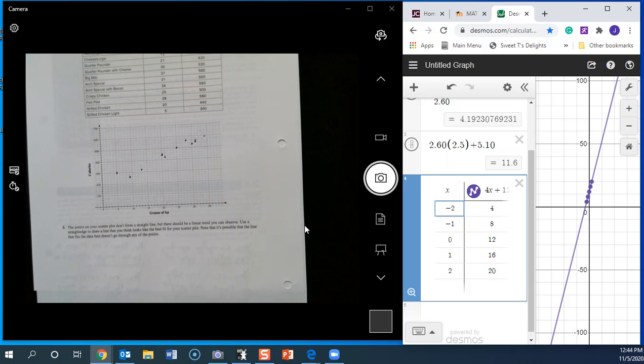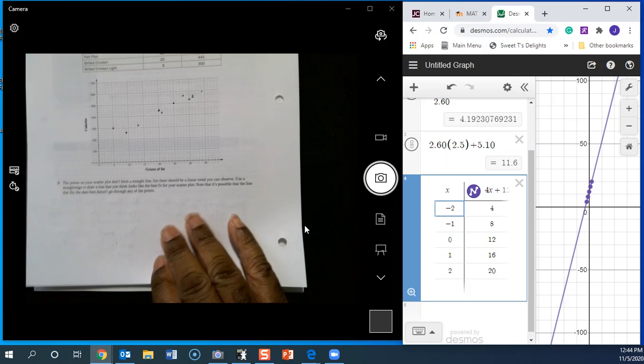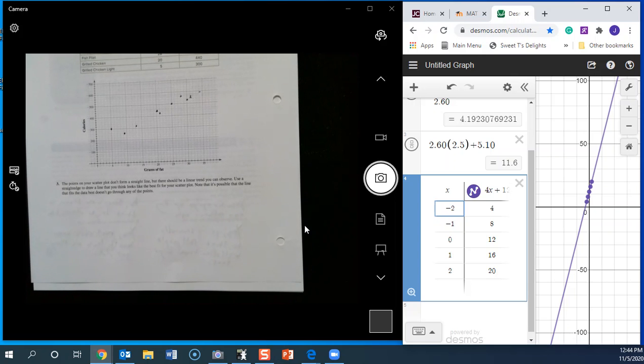Okay, so now for number 3, it says the points on your scatter plot don't form a straight line, but there should be a linear trend you can observe. Use a straight edge to draw a line that you think looks like the best fit for your scatter plot. Note that it's possible that the line that fits the data best doesn't go through any of the points.